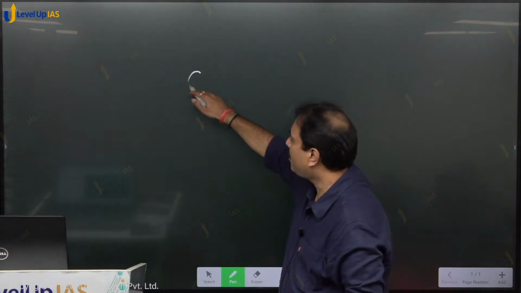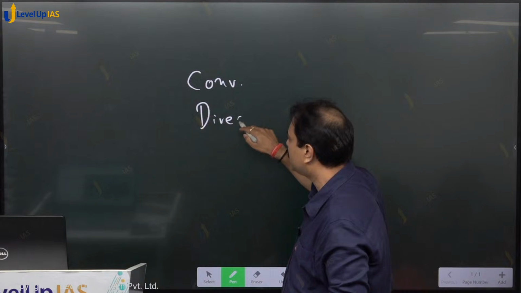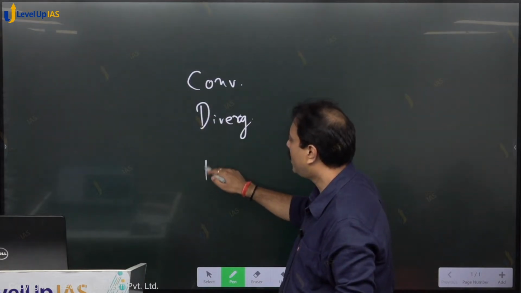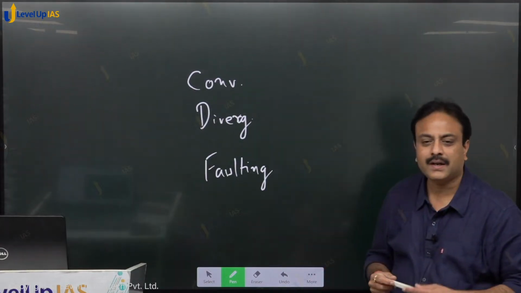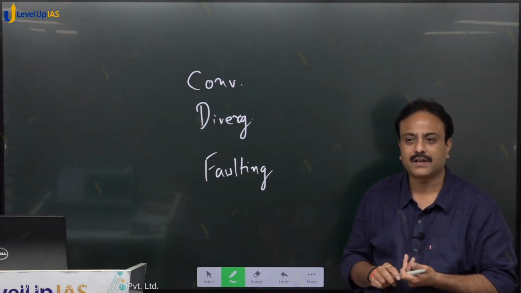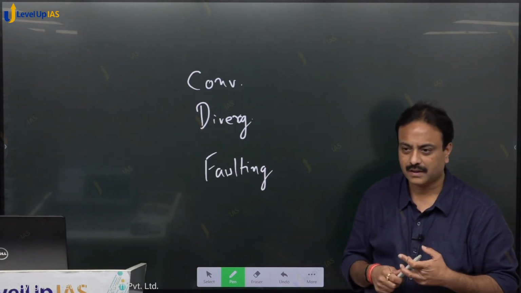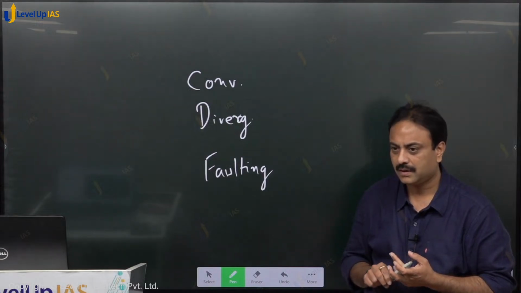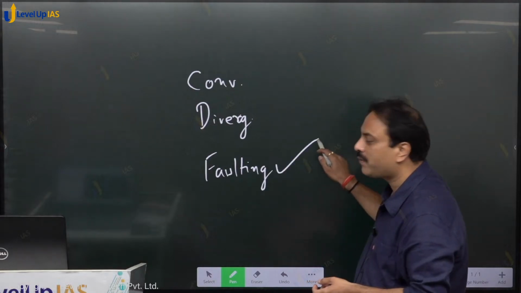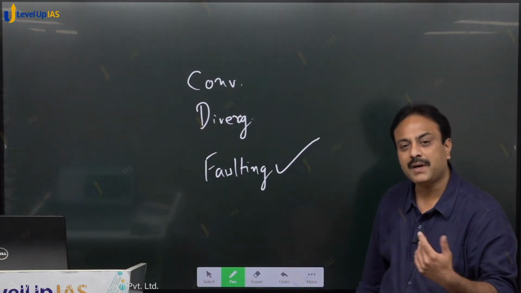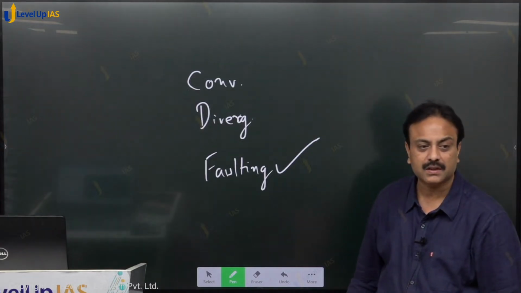Okay. If we talk about plate tectonics and we use the term convergence, the term divergence, the term faulting, which goes with Rift Valley? Rift Valleys will go with faulting. It can be divergent or convergent plate margins, and close to that faulting is taking place.